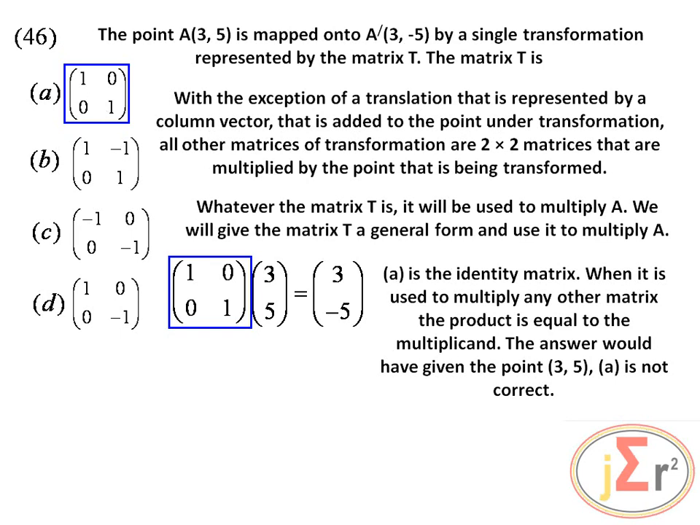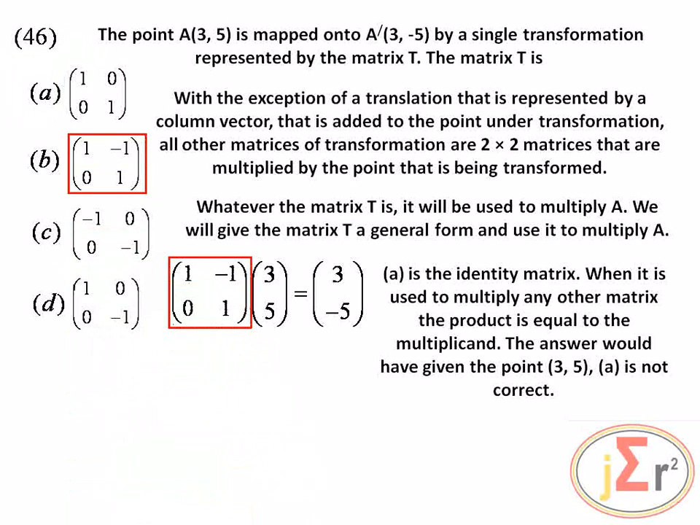This matrix is what we call the identity matrix. We usually symbolize that matrix by writing it as a capital I. When the identity matrix is multiplied by another matrix, the answer is equal to that same matrix. Therefore, we would expect that if this matrix multiplies (3, 5), the answer will turn out to be (3, 5). So we have (3, negative 5) here. The first matrix, 1, 0, 0, 1, is not the correct answer.